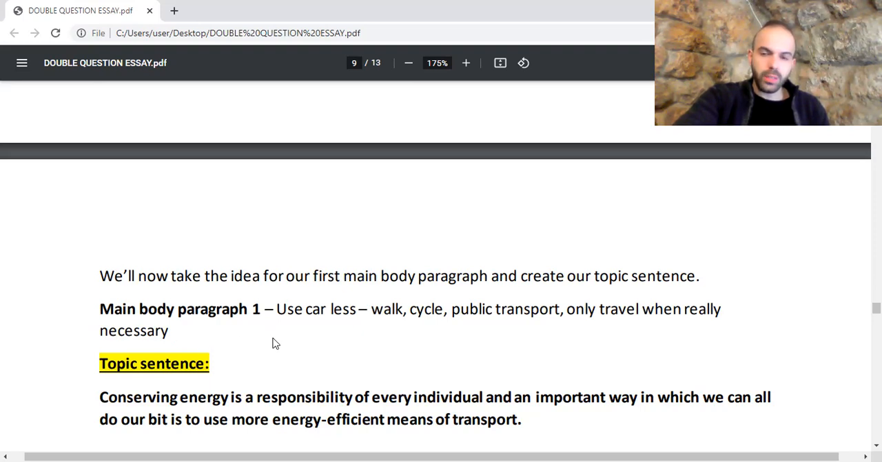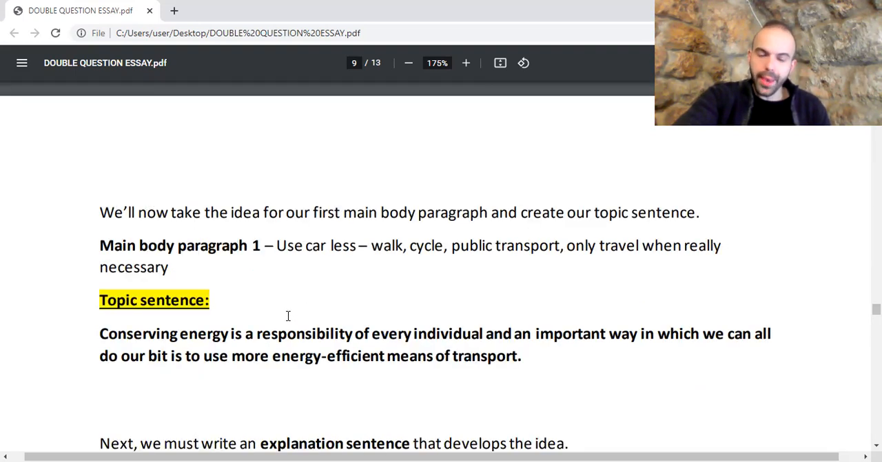So now, we'll take the idea for our first main body paragraph and create our topic sentence. That was the idea that has already been written in the introduction. Now let's write it in our own way. Conserving energy is a responsibility of every individual and an important way in which we can all do our bit is to use more energy efficient means of transport. As you can see, instead of writing walk, cycle, public transport, he uses energy efficient means of transport. Amazing words. If you read the topic sentence, you would find it's not only a paraphrasing of the sentence, it's given it more sense, more meaning, more life.